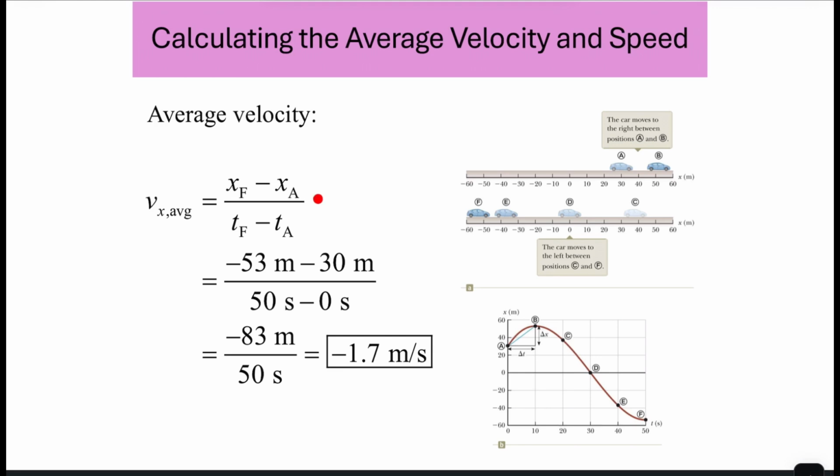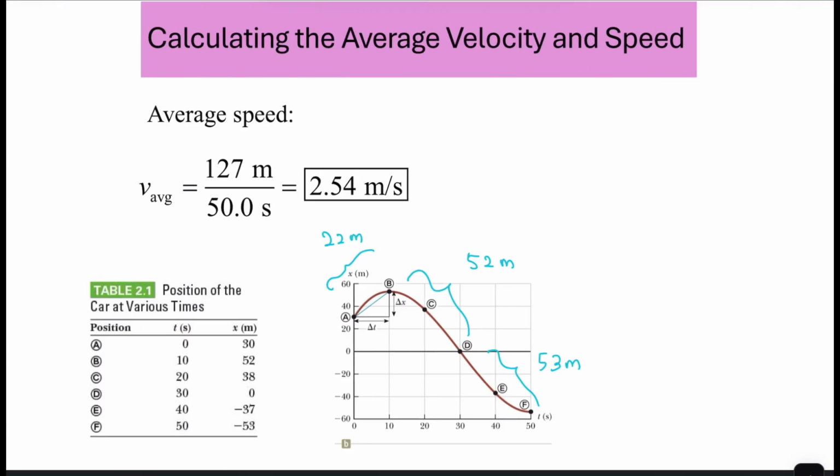Now, average velocity is defined as delta x over delta t, right? So if we substitute the information of delta x over delta t, we will get negative 1.7 meters per second. What is the meaning of this? In terms of average velocity, starting from point A until point F, the car has 1.7 meters per second of velocity to the left.